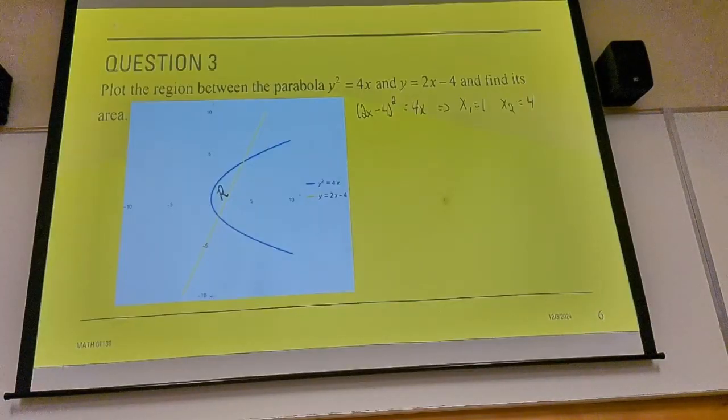What's our actual interval? So I'll show you what 1 to 4 gives us. 1 to 4 just gives us that area. It's not the area we want.